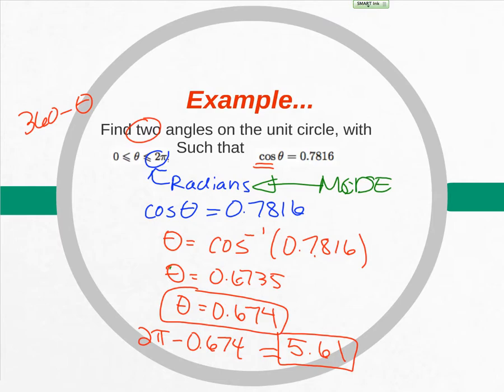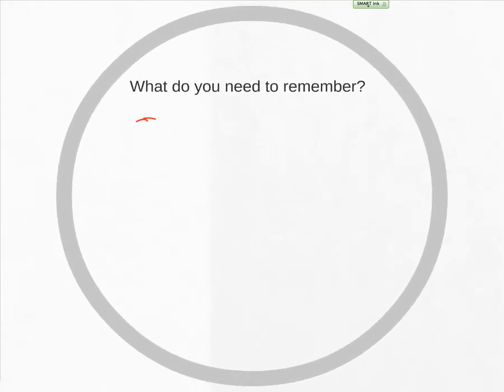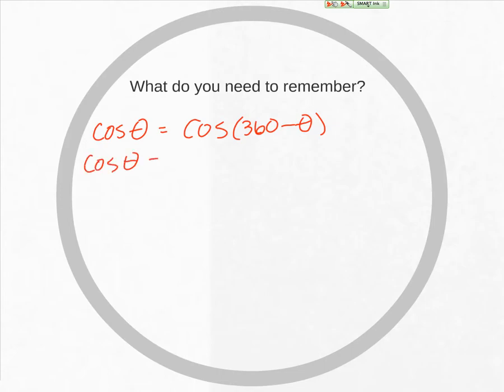Now I'm going to write all of these little equations down for you so that you can go back and study from them, but keep in mind that using your unit circle can help you remember that stuff as well. The stat box says, what do you need to remember? For cosine, to find the other angle, I have to do 360 minus the angle, or if it's in radians, 2 pi minus the angle. You can write a note that says degrees and radians. Eventually, you're going to need to recognize that if it says 360, it means degrees, and if it says 2 pi, it means radians.